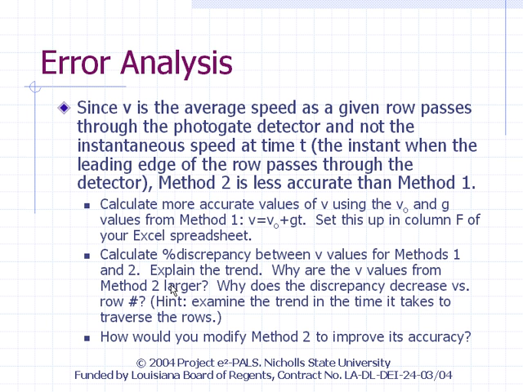v equals v0 plus g times t. Set this up in column F of your Excel spreadsheet. Calculate percent discrepancy between v values for methods 1 and 2. Explain the trend. Why are the v values for method 2 larger? Why does the discrepancy decrease versus row number? A hint is to examine the trend in the time it takes to traverse the rows. How would you modify method 2 to improve its accuracy?